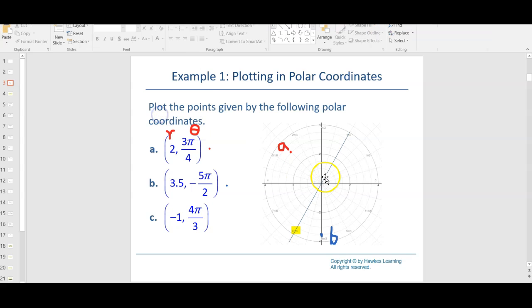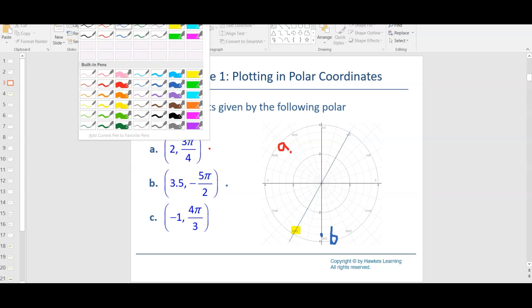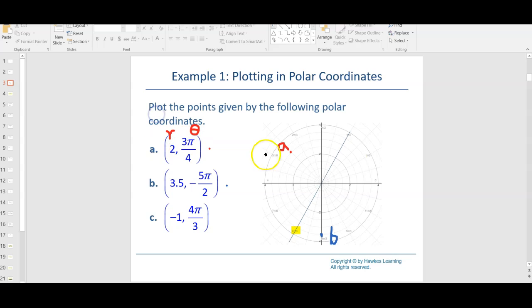So this point would be at the same place, it looks the same as (1, π/3). Okay, so it's basically like we rotate to this. So there's 4π/3. There's where positive 1 will be, but because it's negative 1, we go back through the origin that same distance on the other side. So that's point C.